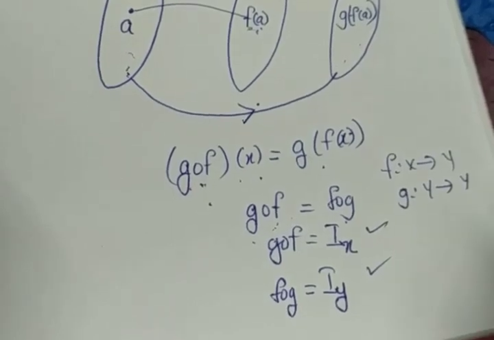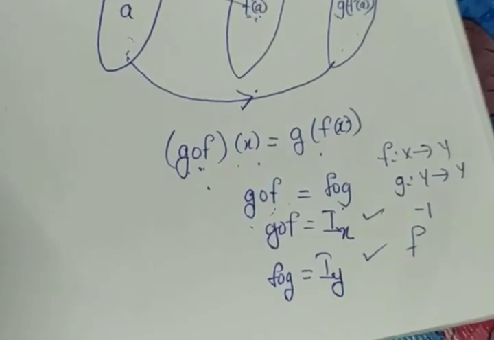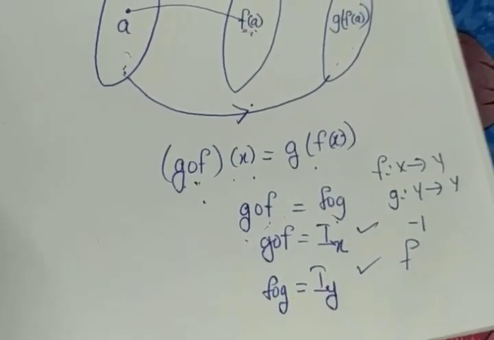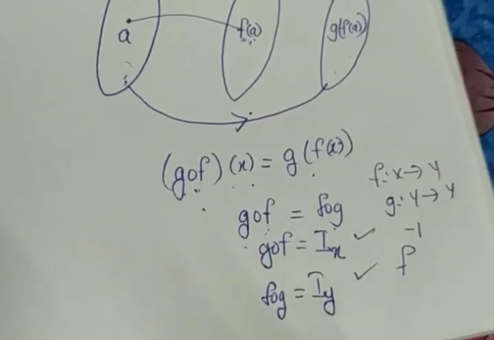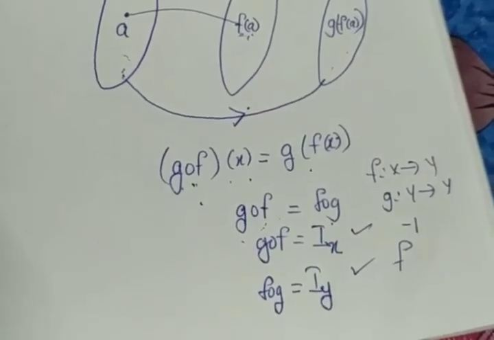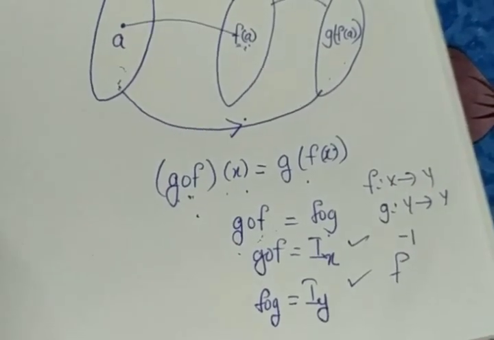Inverse of f is denoted by f inverse. For a function to have an inverse, it must be both 1-1 and onto. All functions don't have an inverse, only a function which is both 1-1 and onto. That means if it is bijective, then it has an inverse.